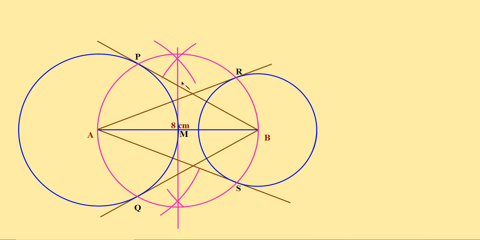In this case, without drawing this perpendicular bisector also you can do, because this circle has radius 4 centimeter. So we can take M as the intersecting point of the circle and AB.